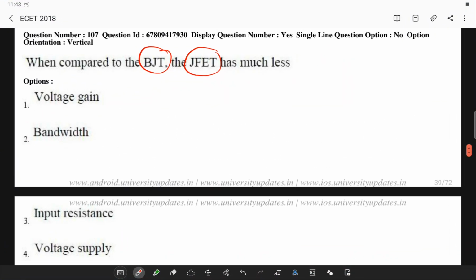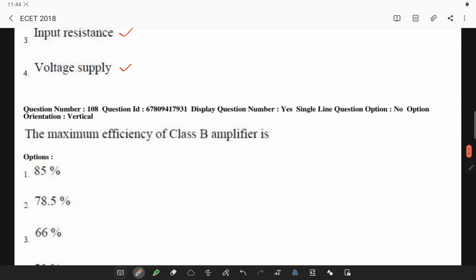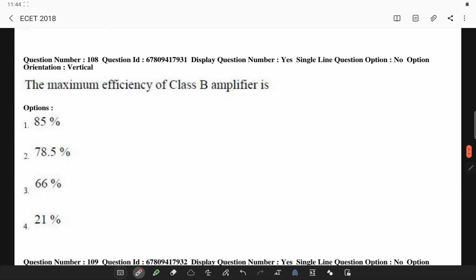Apart from this, the voltage gain is less in JFET, whereas the bandwidth, input resistance and voltage supply are all high in the case of a JFET. Next, this is related to the class B amplifier.